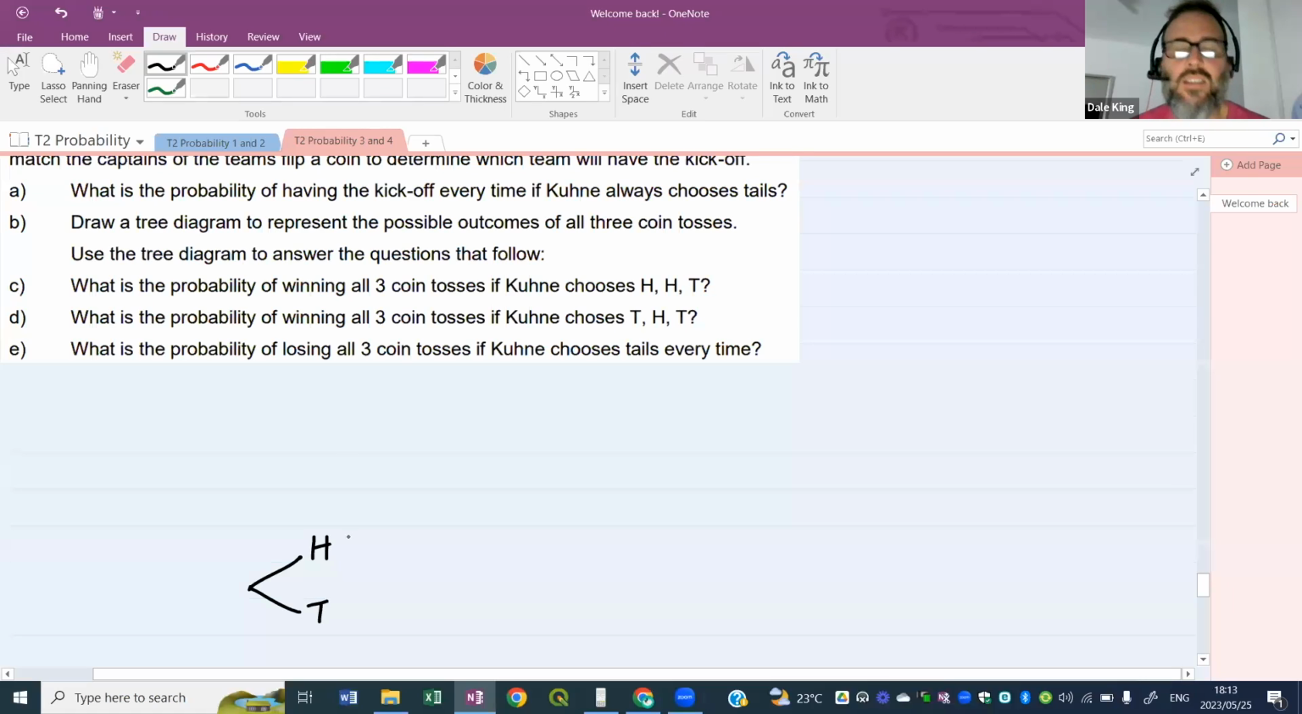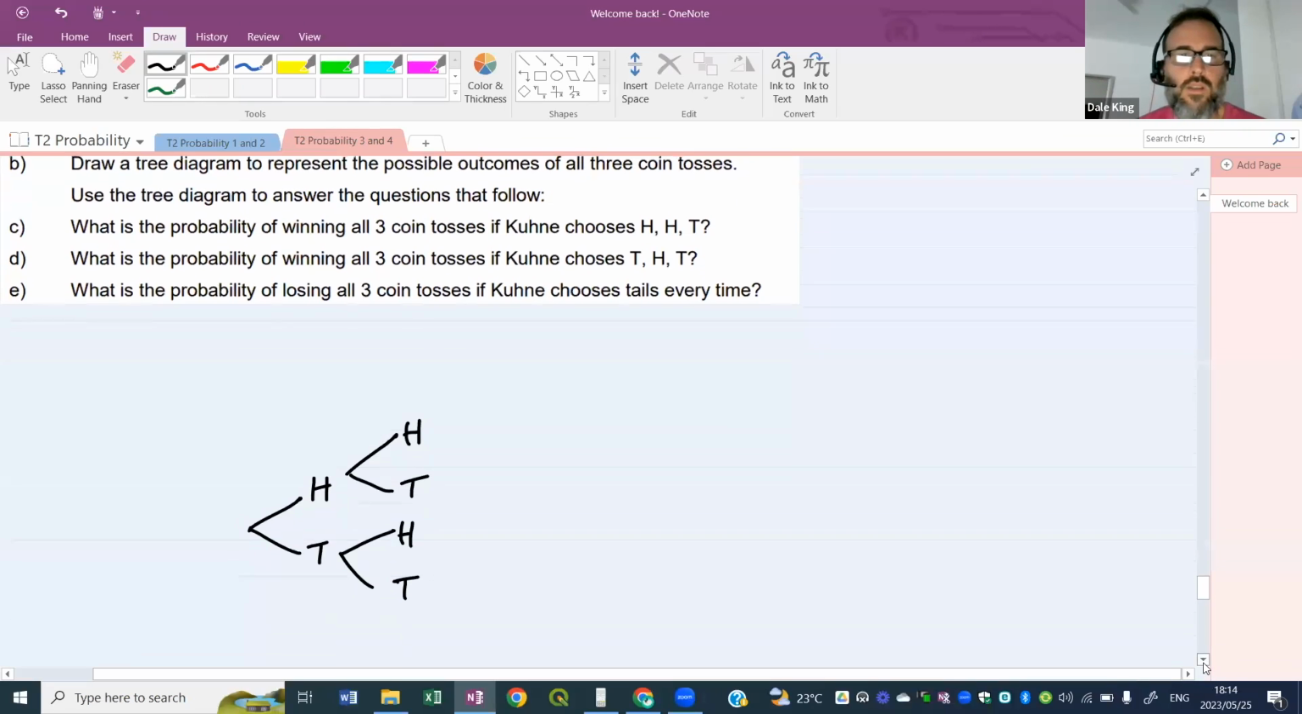If they get heads the first time, and then they toss the coin again, there are only 2 options. They can get heads or tails. If they toss the coin and get tails the first time and then toss it again, they can get heads or tails. Now I need to move down a bit. Spacing is always an issue with these things. Now, this is the first coin toss. This column here is the second coin toss.